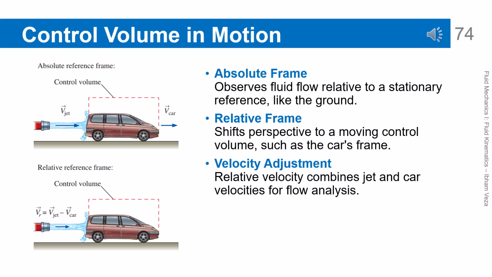Control volume in motion. In the absolute frame, the flow is observed relative to the ground or a fixed reference. In the relative frame, the observation is made from the perspective of a moving control volume. The relative velocity is obtained by combining the flow velocity and the reference frame velocity. This approach is very important for analyzing jets, rockets, or moving vehicles. By choosing the appropriate frame, the analysis becomes much easier.